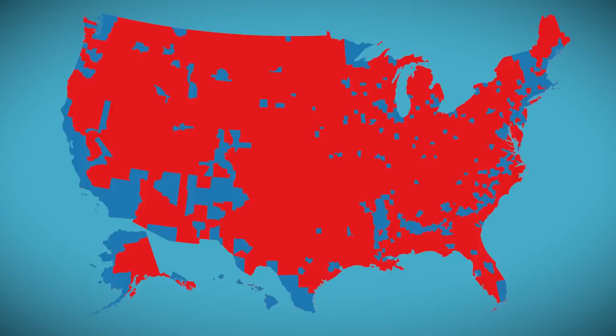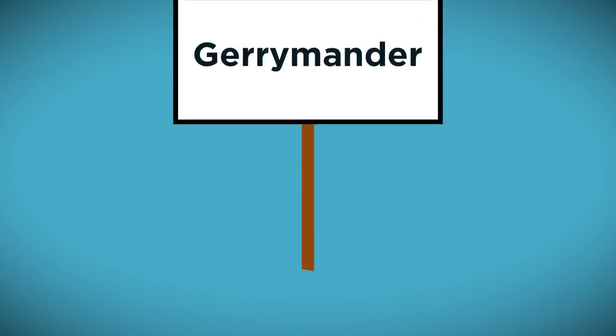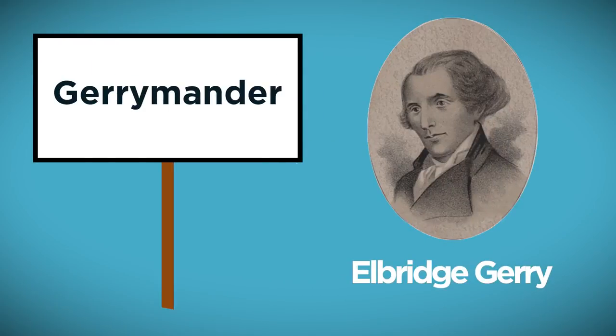Gill versus Whitford is a case that attempts to answer a question that's about 30 years old. How do you define a gerrymander? Gerrymandering is a way to draw district lines to help your party and hurt your opponent. The term gerrymandering is based on the name of a founding father named Elbridge Gerry.